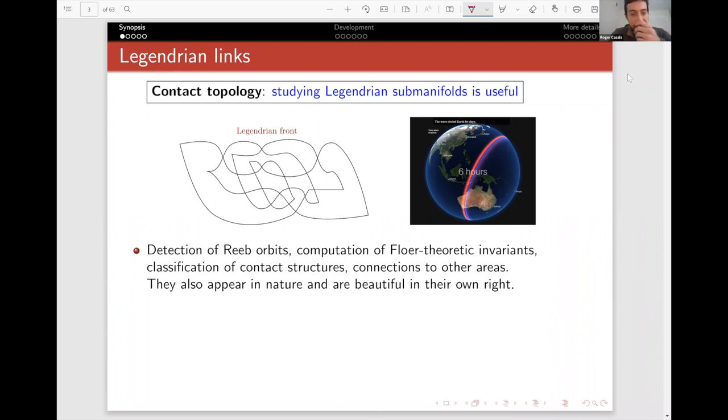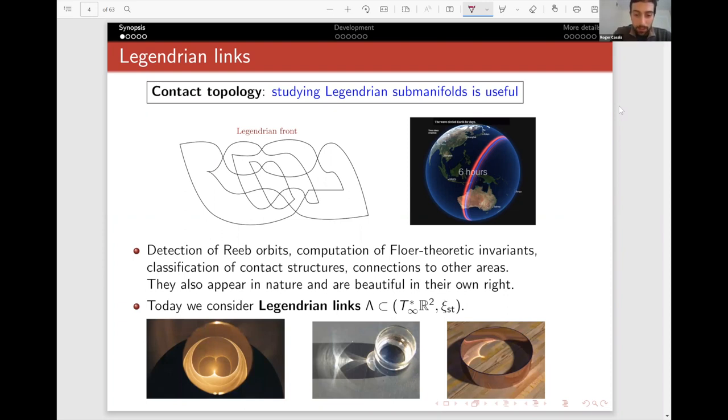As a sort of side comment, this is of interest to, in this case, geologists and people who study seismic phenomena, shockwaves and the like. If you want me to delve into that one day, I'm happy to. But again, Arnold insisted a lot in his writings how these things do appear in geometric optics, thermodynamics, and the like. All right. So for today's talk, and here I've shown you some caustics.